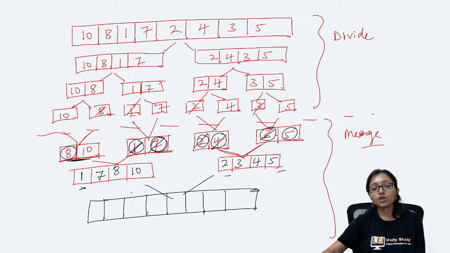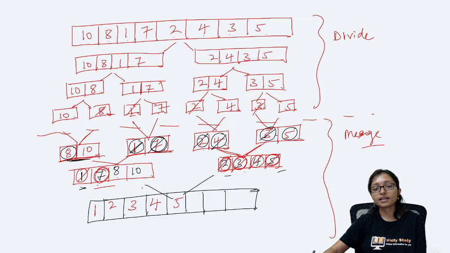I am going to compare 1 and 2. Which one is minimum? 1. 1 is coming here. Now 7 and 2. Which one is minimum? 2. 2 will be deleted. Now 7 and 3. 3 is minimum, deleted. 7 and 4. 4 is deleted. Now 7 and 5. 5 is deleted. Now finally there is 7, so 7, 8 and 10. You got the sorted one.